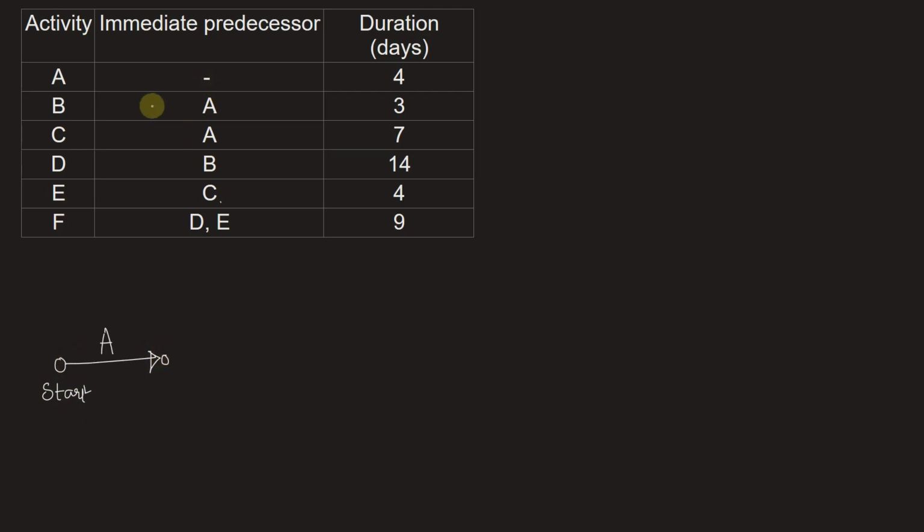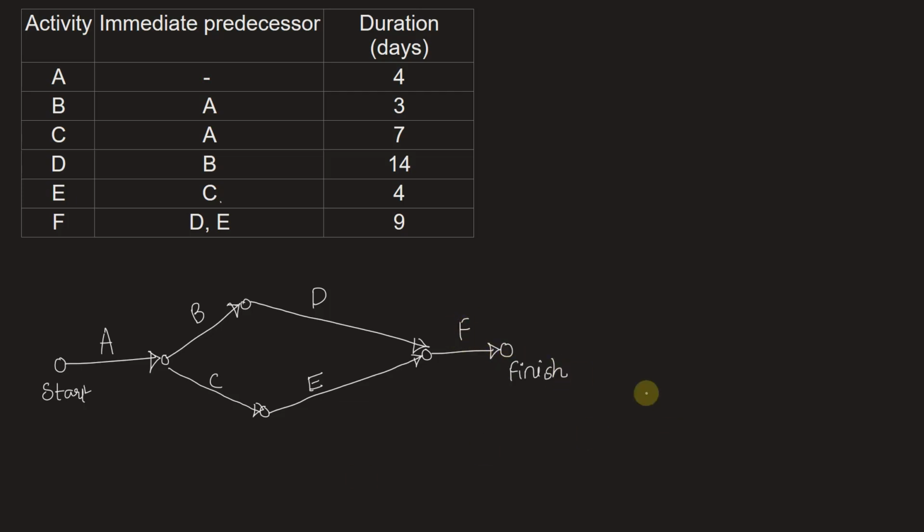Then we have A as the predecessor for both B and C. So we can draw B and C like this, branched out from A. Then we have B as the predecessor of D. So after B we will have activity D, and after C we will have activity E. And we see that D and E are both predecessors of activity F. So we need to draw activity D and E merging at one point, something like this. And then we have the last activity which finishes the project, that is activity F. This is the finish point.